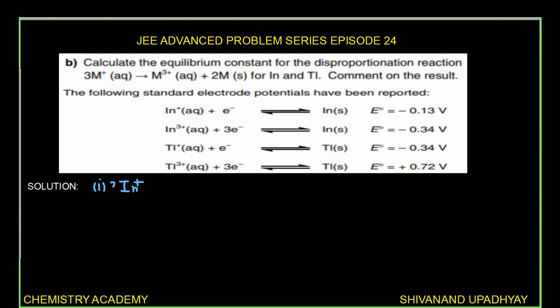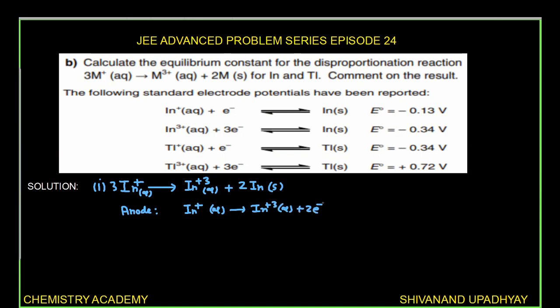So 3 times of indium+ is converted into indium+3 in aqueous state plus 2 times of indium metal in solid state. When I am discussing this disproportionation reaction, I can write that this is the reaction which is taking place at the anode. We can write the oxidation half cell reaction: indium from +1 oxidation state is going to +3 oxidation state by loss of 2 electrons.